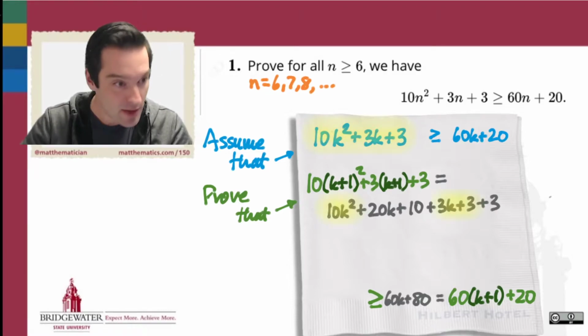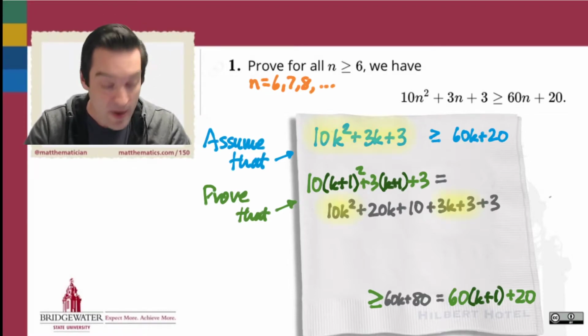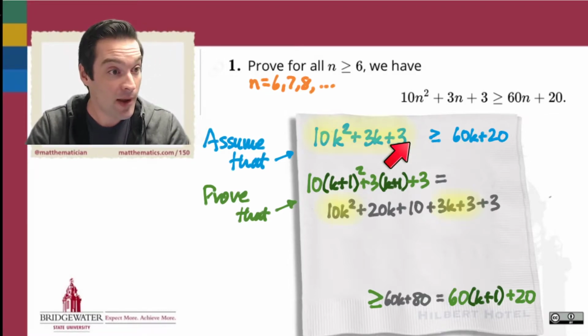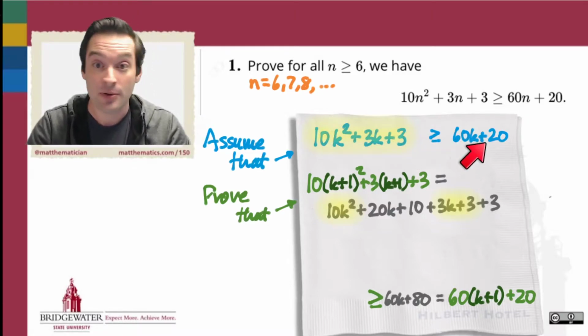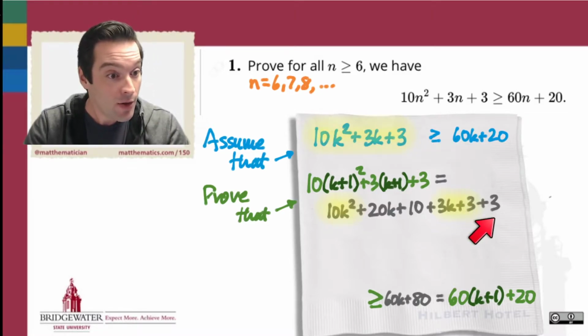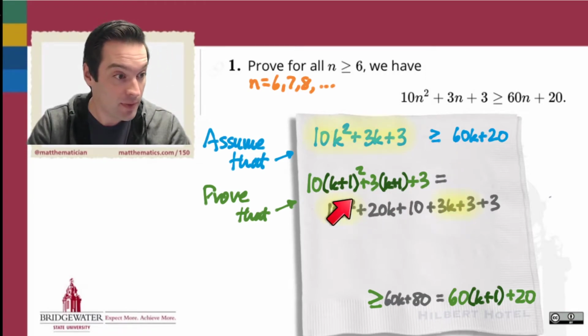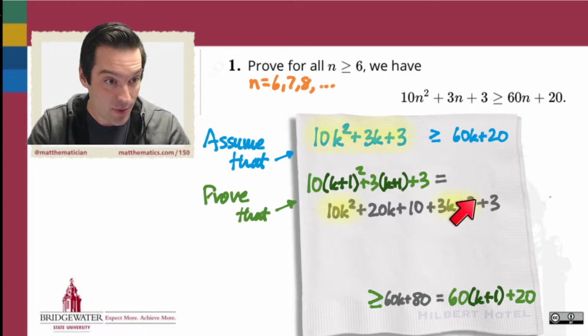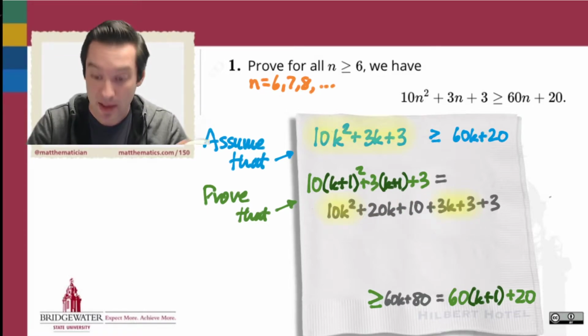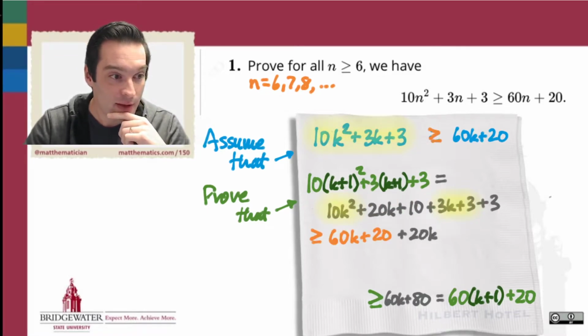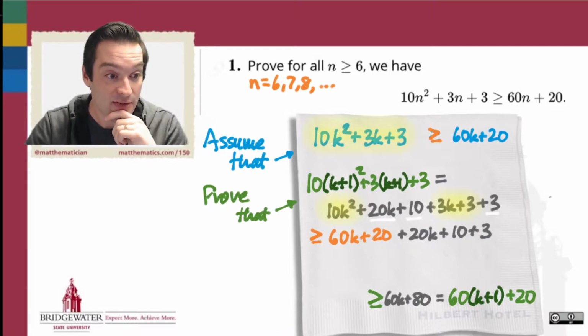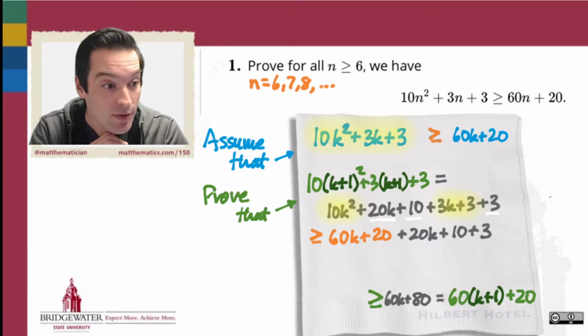So the 10k squared and the 3k and the 3, we have an estimate for. According to my inductive hypothesis, that's greater than or equal to 60k plus 20. So this whole sum, therefore, must be greater than or equal to 60k plus 20, replacing these three terms highlighted in yellow, plus the remaining terms, 20k plus 10 plus 3. Right? So there's the key insight.